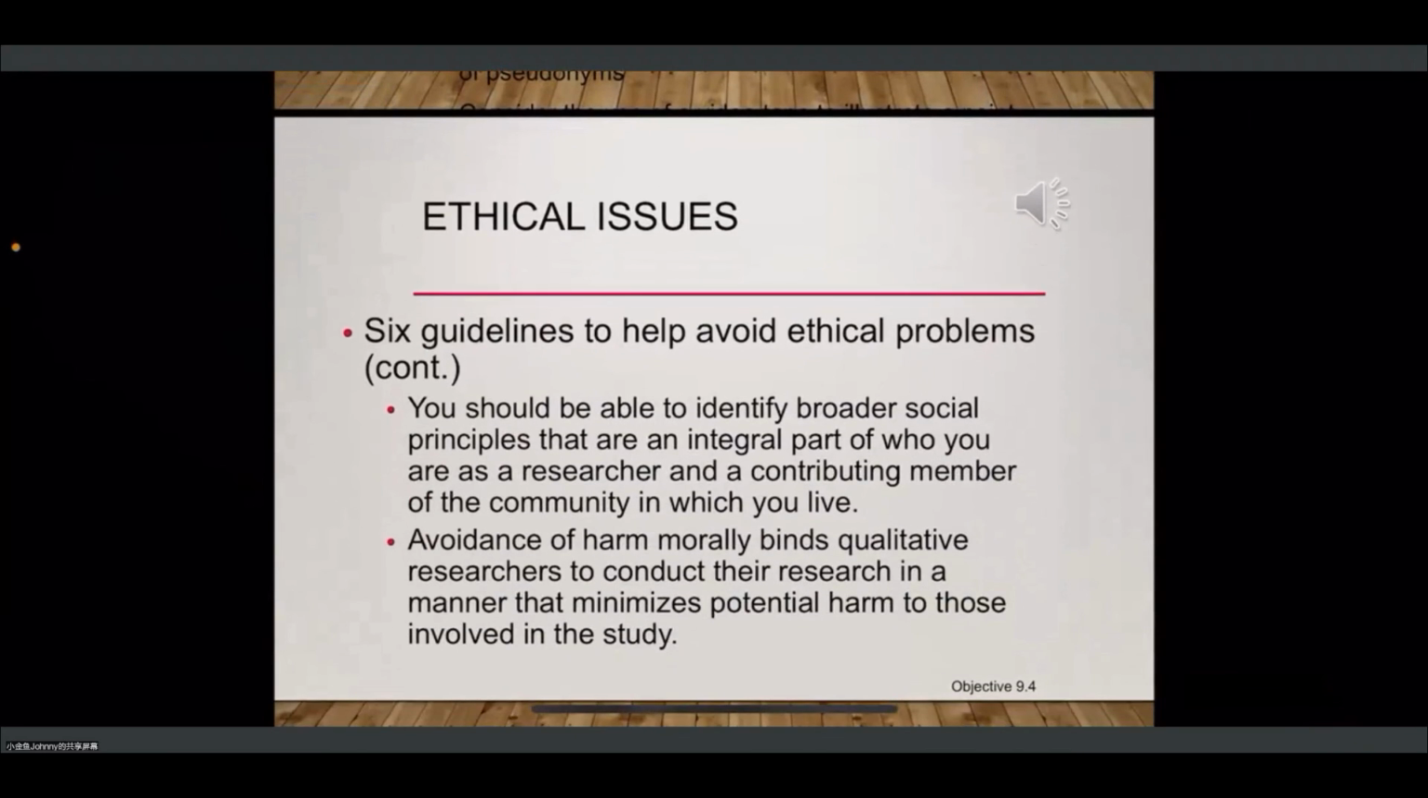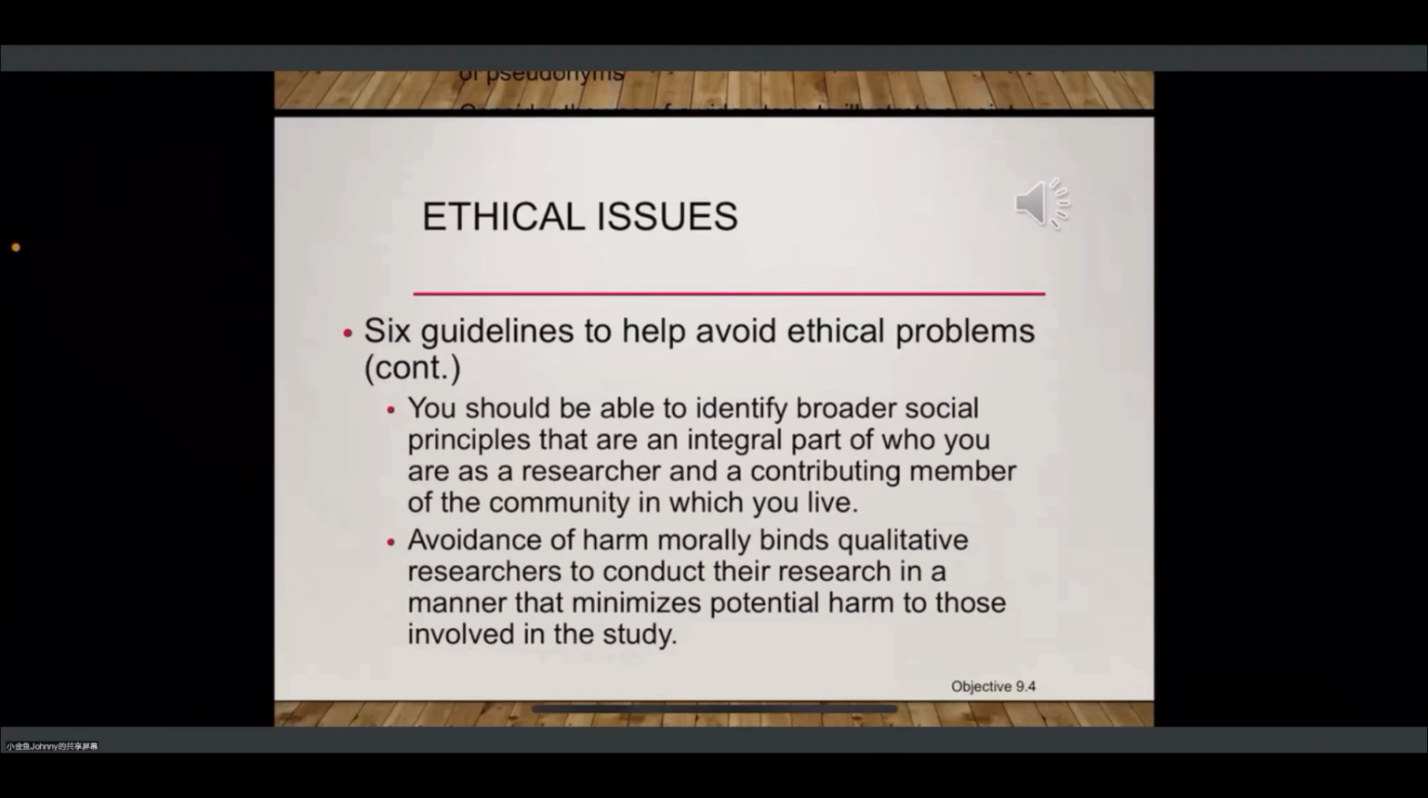Third, you should be able to identify broad social principles that are an integral part of who you are as a researcher and a contributing member of the community in which you live. In the interviews, we need to meet different people. They might come from different countries and grow up in different families with different values. So, broader social principles can help us to know more people and their past.